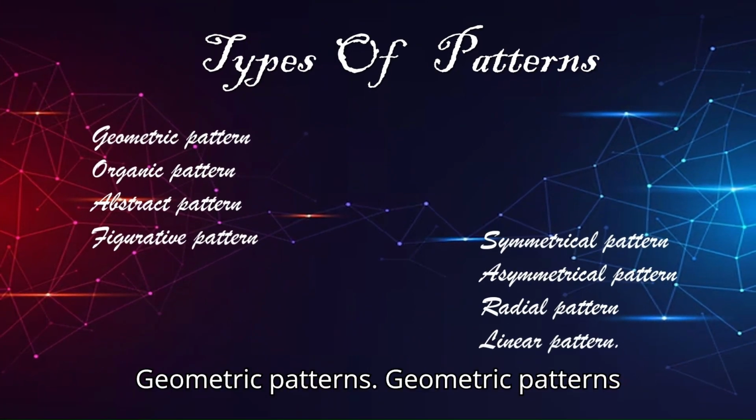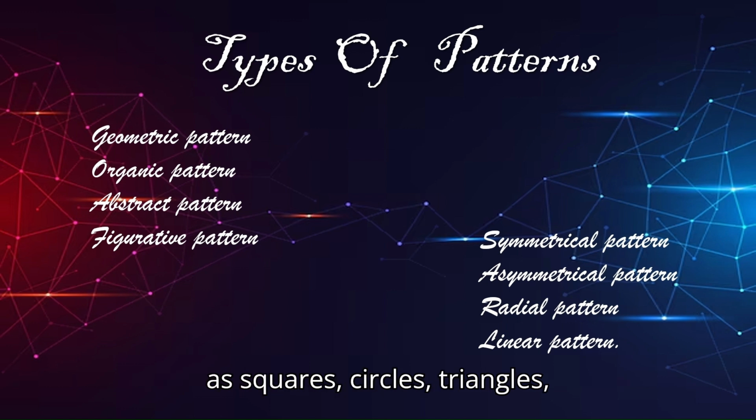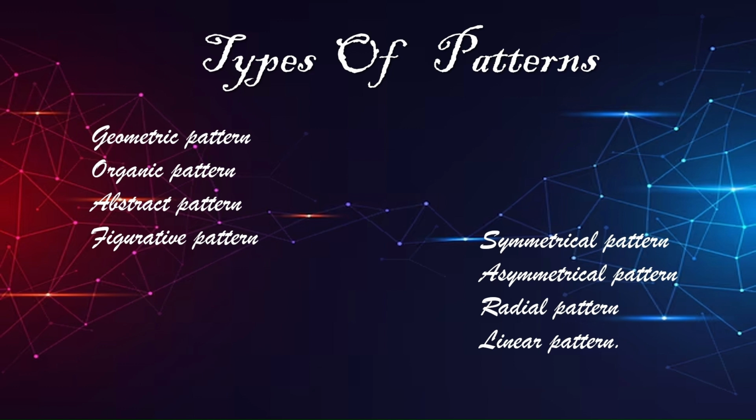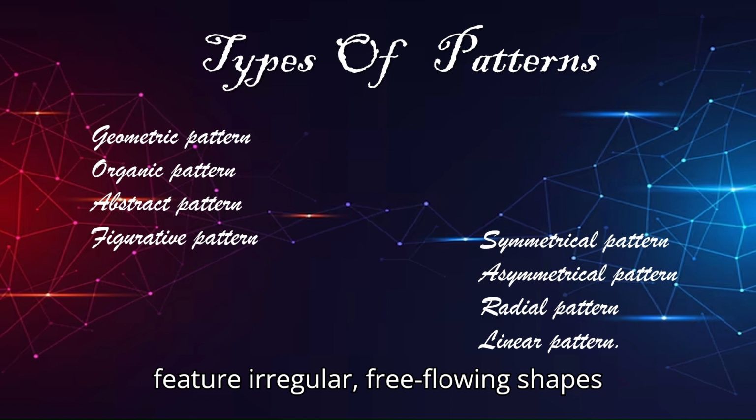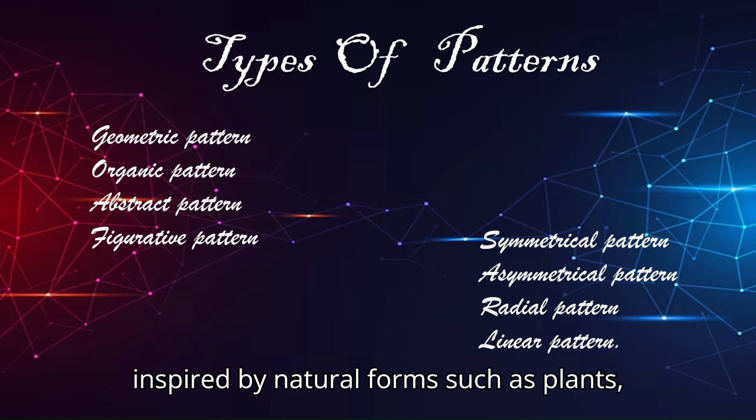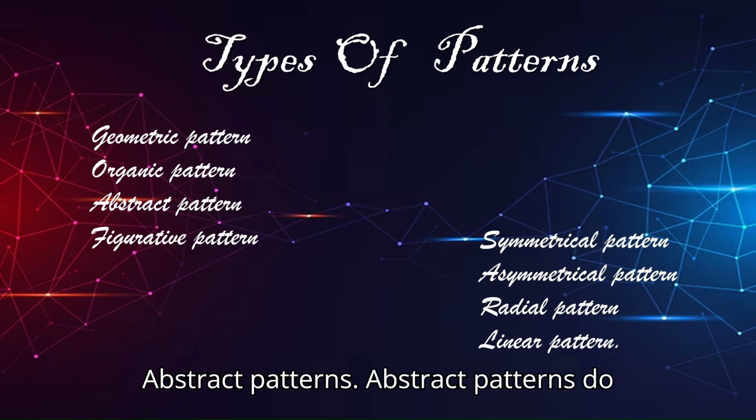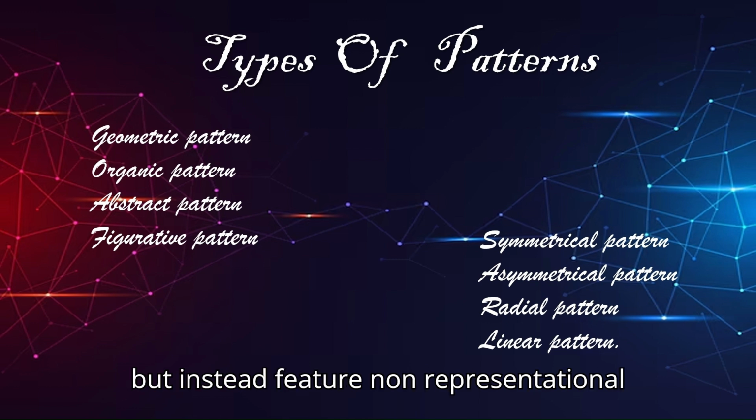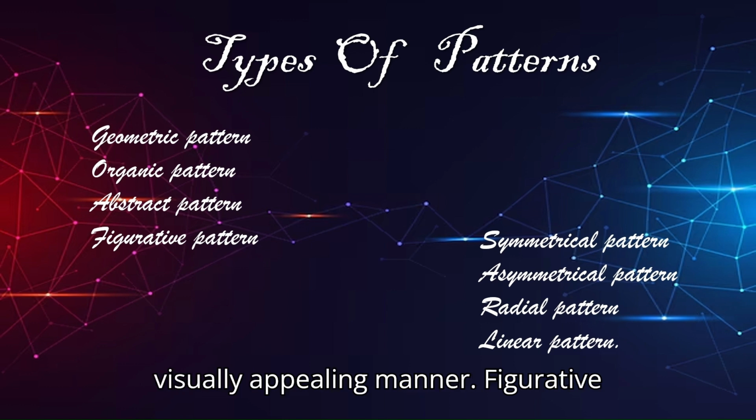Geometric patterns. Geometric patterns consist of regular, repeating shapes such as squares, circles, triangles, hexagons, and other geometric forms. Organic patterns. Organic patterns feature irregular, free-flowing shapes inspired by natural forms such as plants, leaves, vines, or waves. Abstract patterns. Abstract patterns do not represent specific objects or motifs, but instead feature non-representational shapes, lines, and forms arranged in a visually appealing manner.